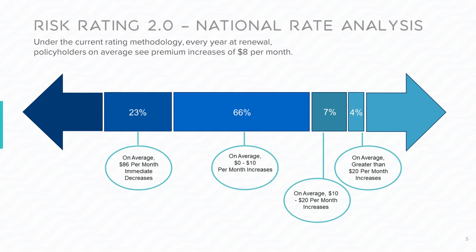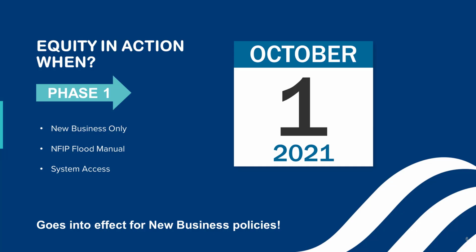Now let's pay close attention to the bar graph under the new pricing methodology. 96% of all policyholders will either see a decrease or a $20 or less per month increase in their premiums. So basically, for those 66% of policyholders in the light blue section, they're on your screen, those policyholders are going to see an increase of what they typically would see now under the legacy methodology.